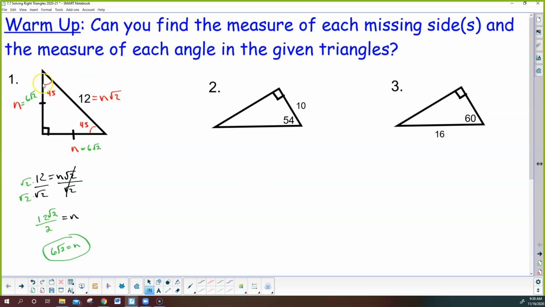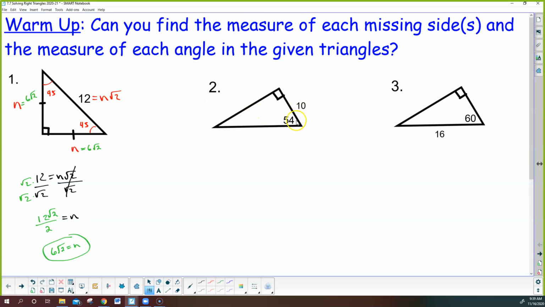Now, if you notice the directions, we wanted to find the missing sides, but we also wanted to find the missing angles. Today, we're going to call that solving the right triangle, where you know all three angles and all three sides. And that's the goal for each one of these problems. All right, so number one was 45, 45, 90.